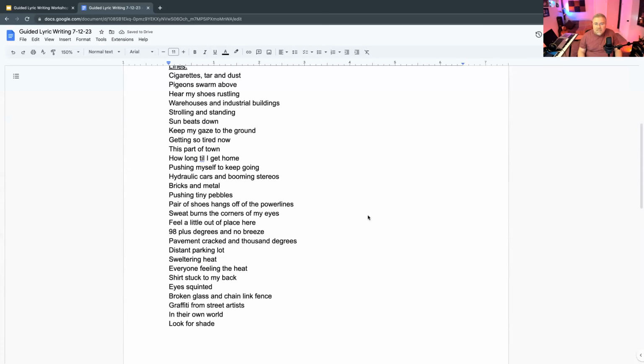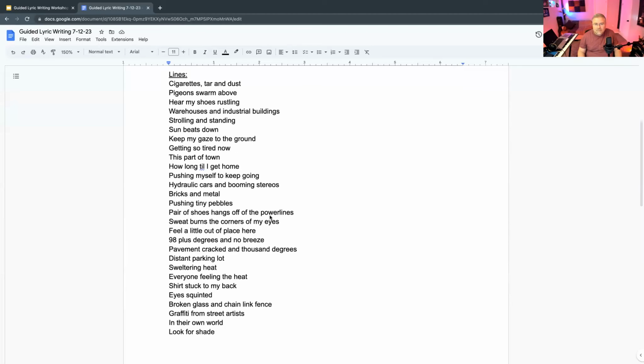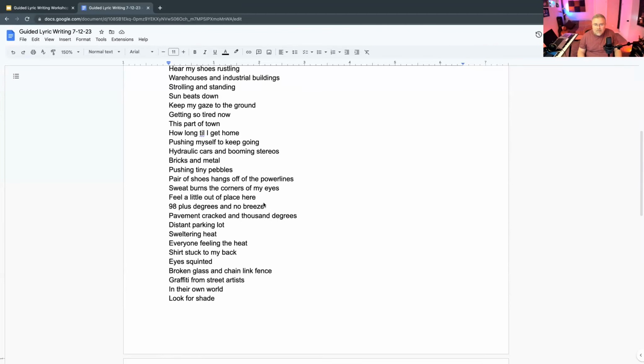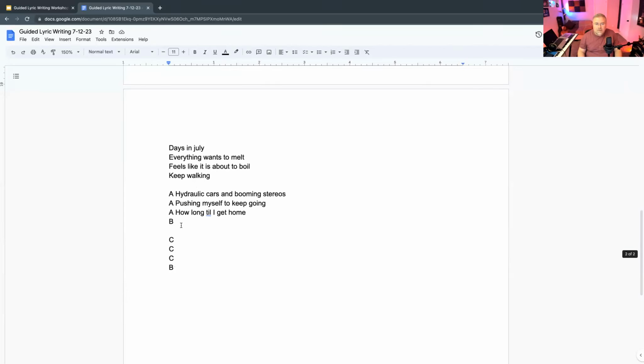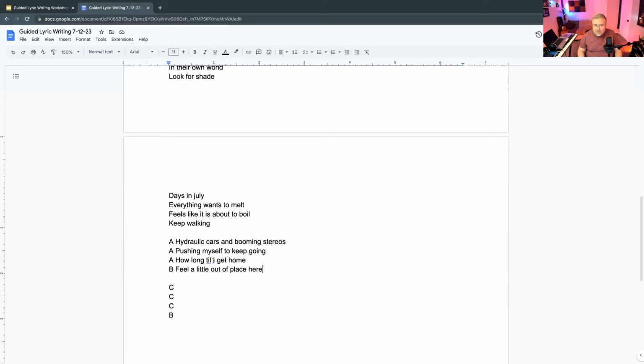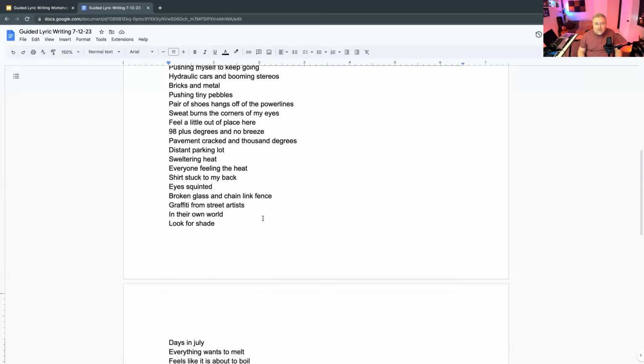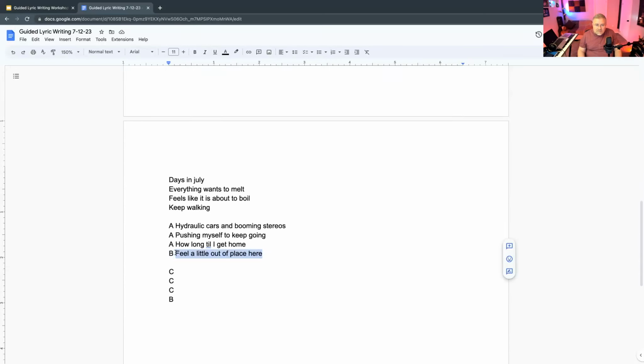Now I have to find a B rhyme. I'm going to use this one. And then I'm going to keep going because I need to find different rhymes to then A's, but I'm going to find one first for this B. So I'm going to go up here to C. So I'm actually going to move this down since this is a telling line.